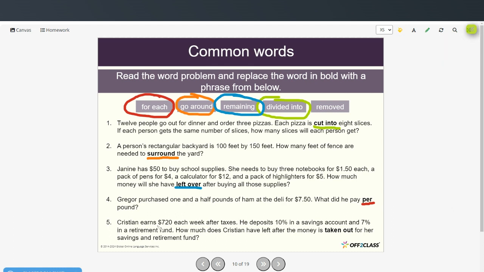And Christian earns $720 each week after taxes. He deposits 10% in a savings account and 7% in a retirement fund. How much does Christian have left after the money is taken out for her savings and retirement fund? So taken out is removed.